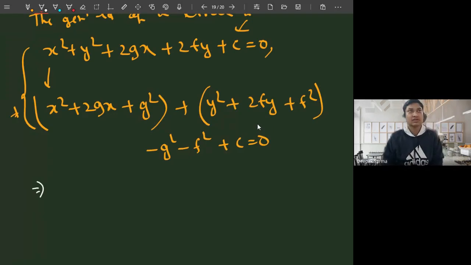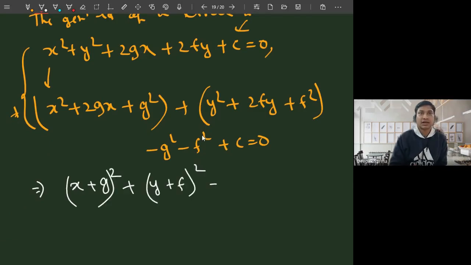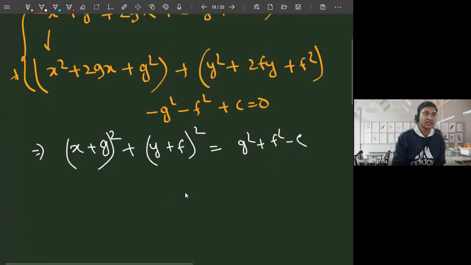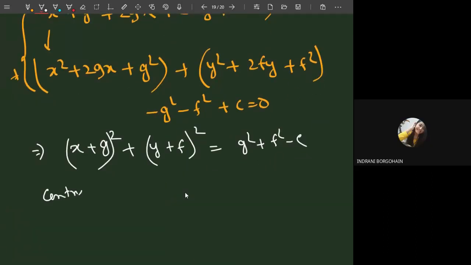Why have I written the equation in this form? Because now here I have something like this. If I take it to the right hand side, I can write g square plus f square minus c. From this, can you find the center and the radius? So what is the center? Minus g comma minus f. What is the radius? Root g square plus f square minus c.